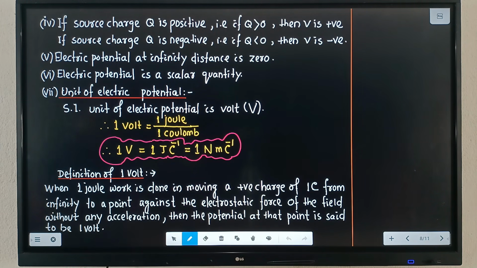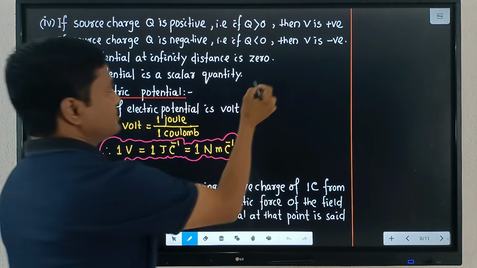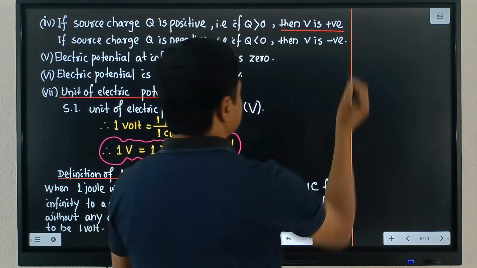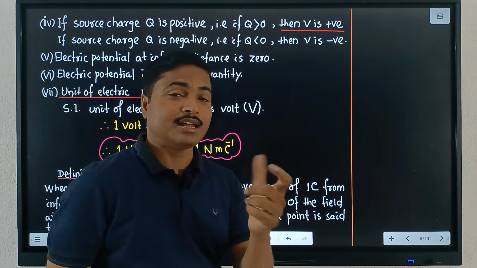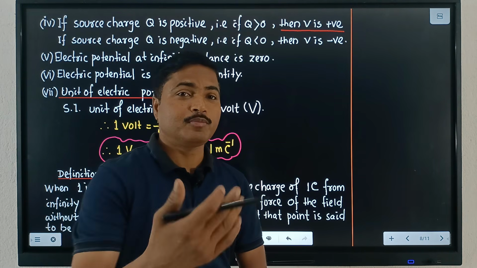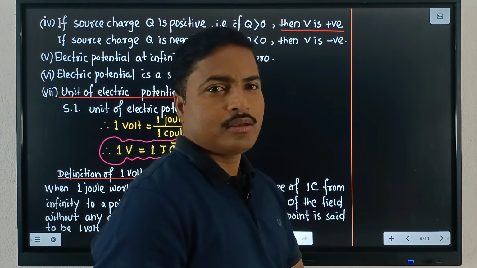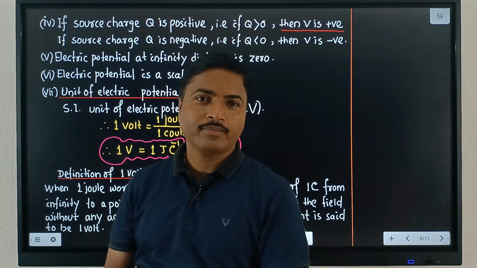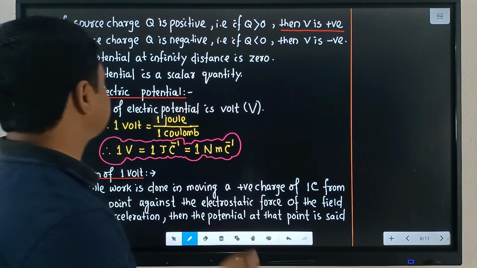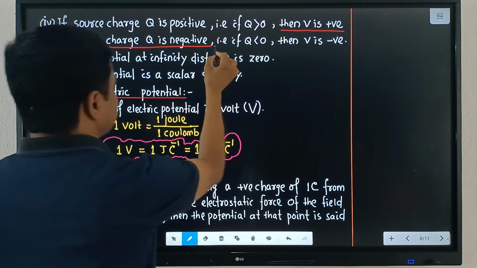If source charge is positive, then potential is positive. You know that. That means potential may be positive, it may be negative, depending upon the source charge. If source charge is positive, electric potential is positive. But if source charge is negative, then what happens?